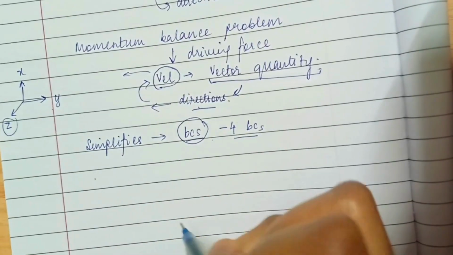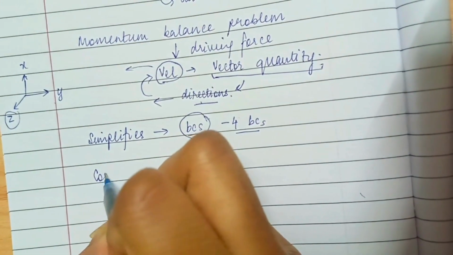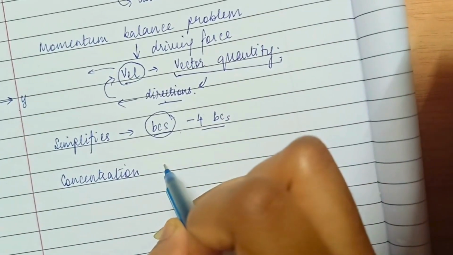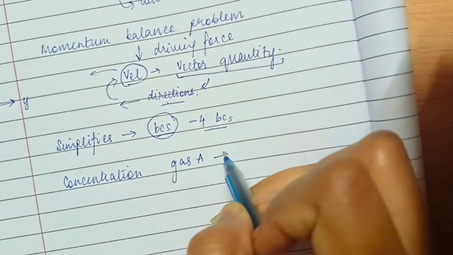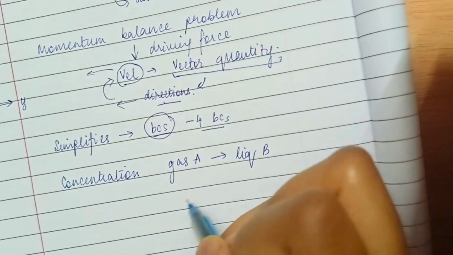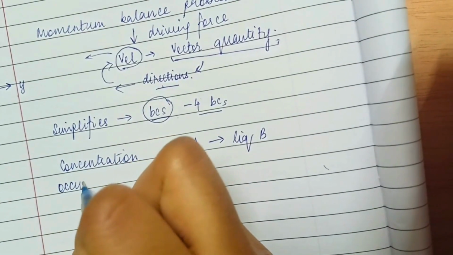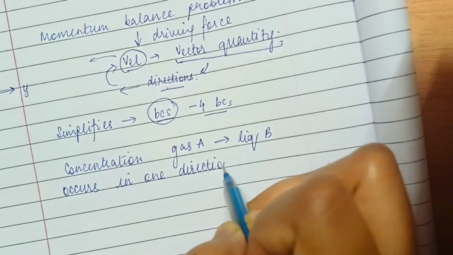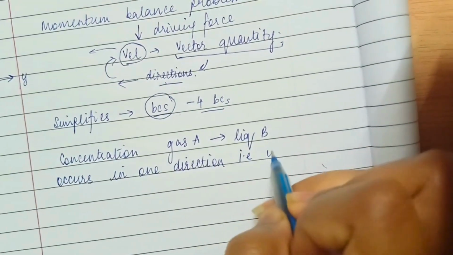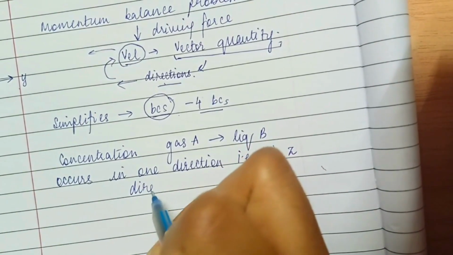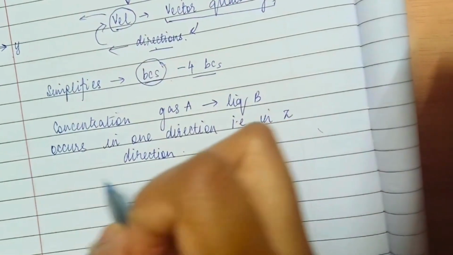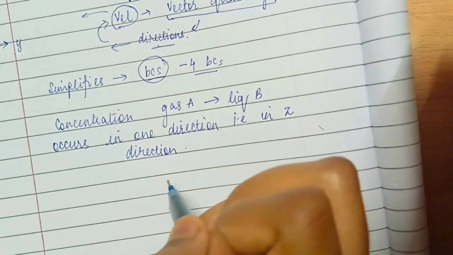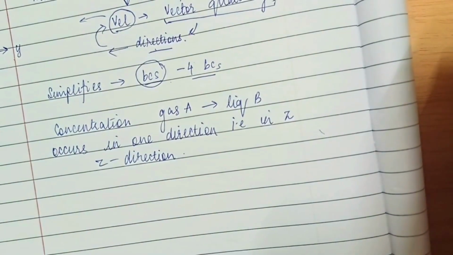To simplify our problem further, we assume that the diffusion of gas A into the liquid B layer occurs in one direction, that is in the Z direction. So, all our calculations will be done taking into consideration this direction, that is the Z direction.